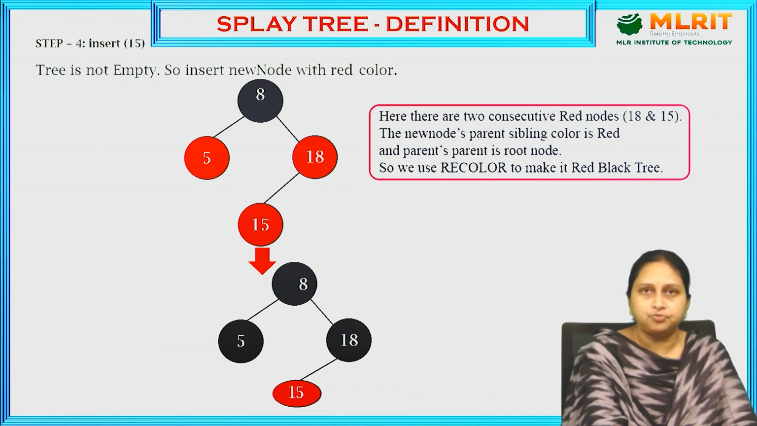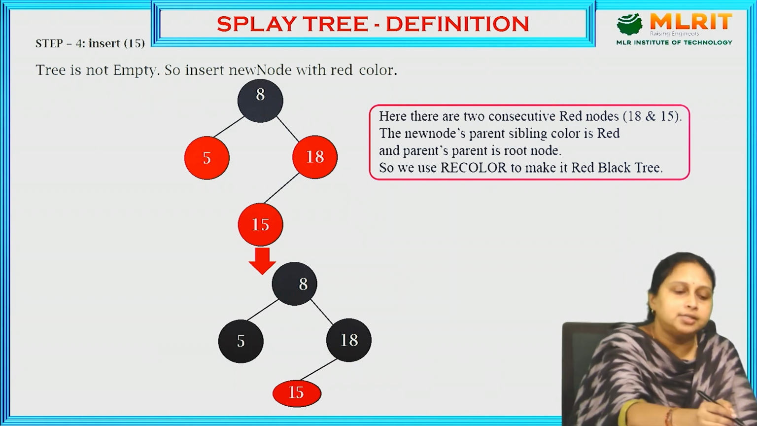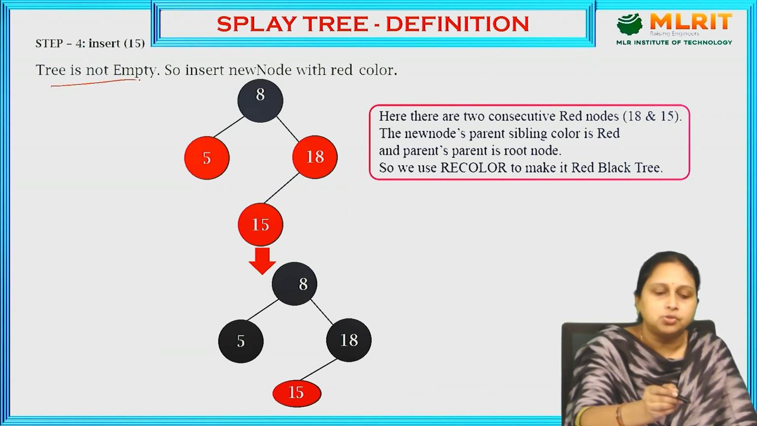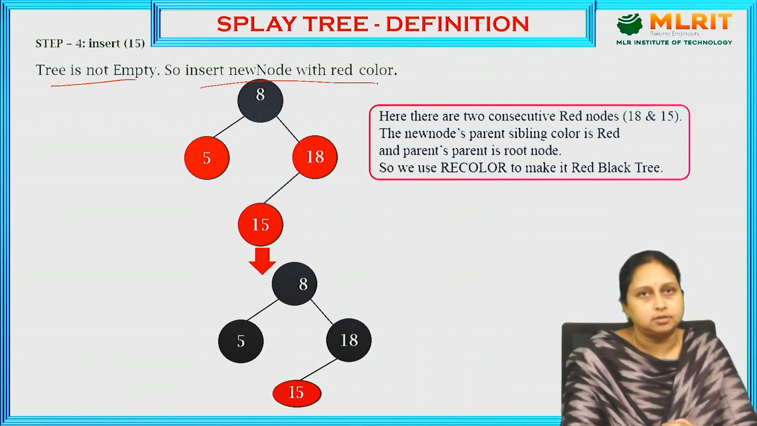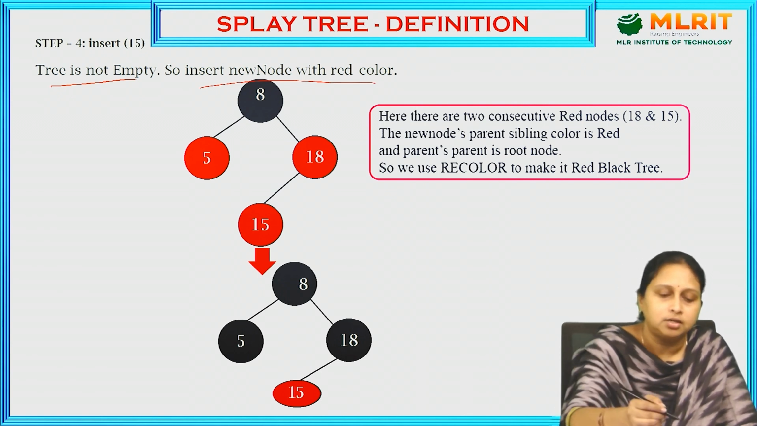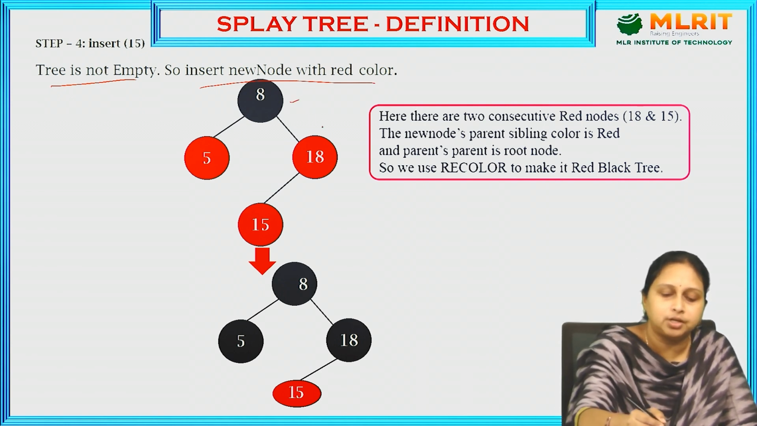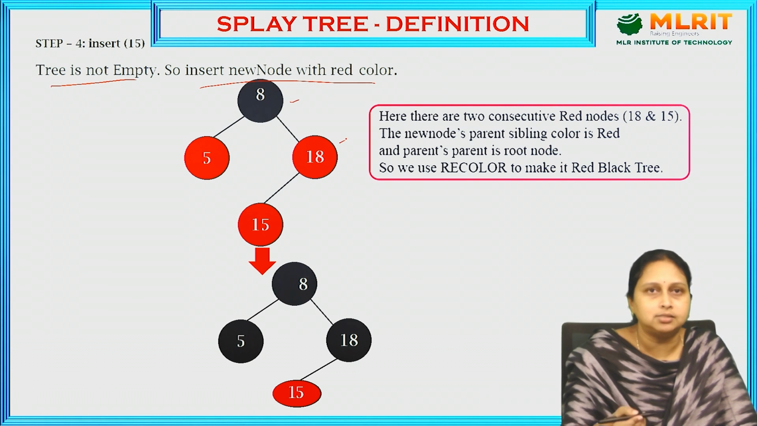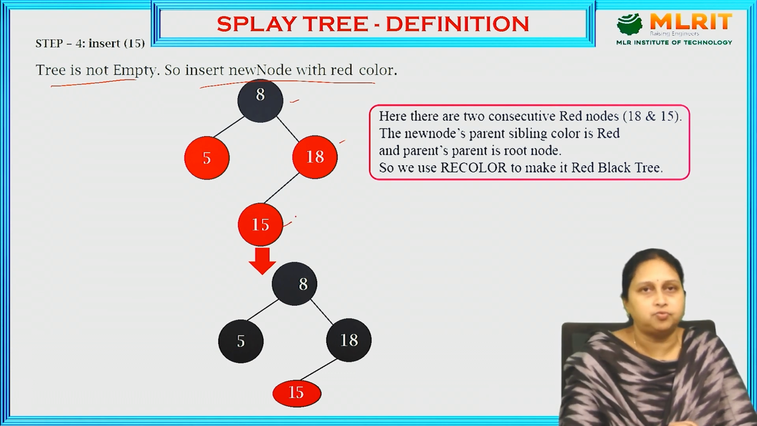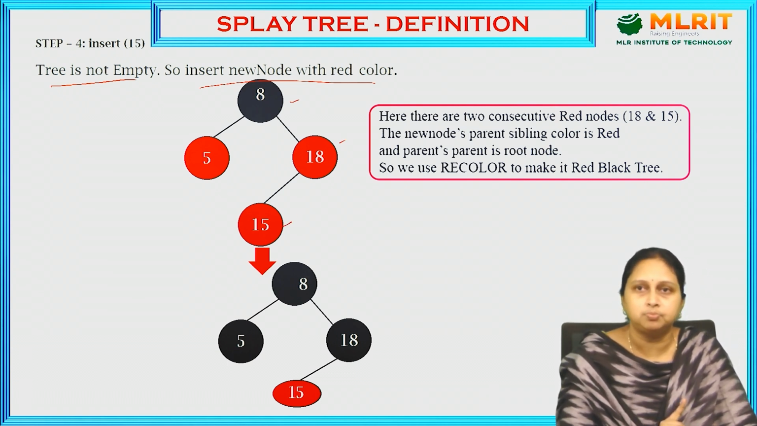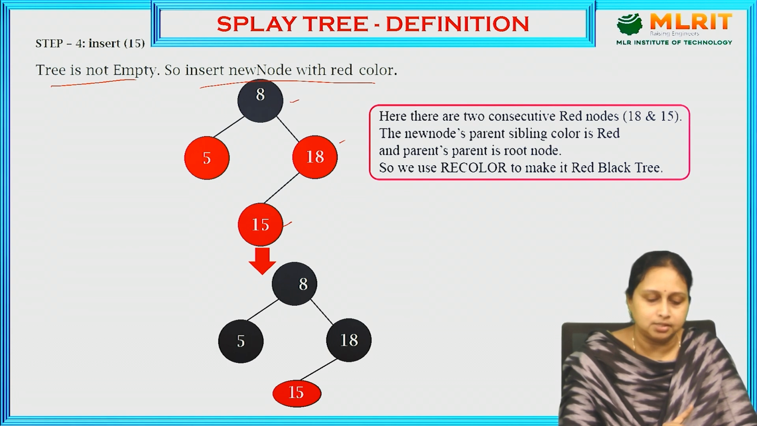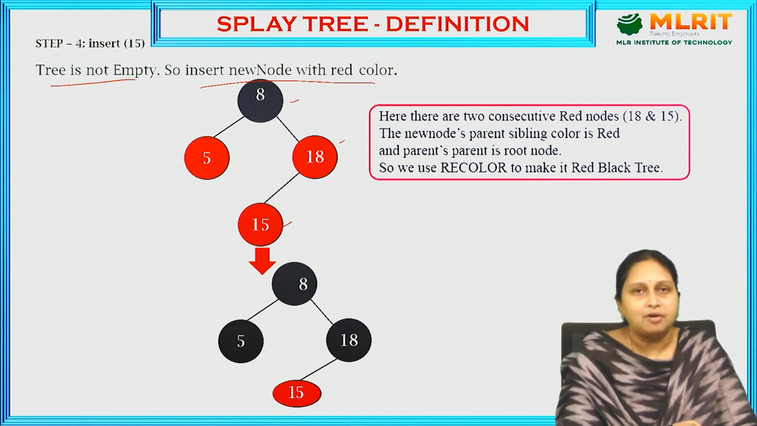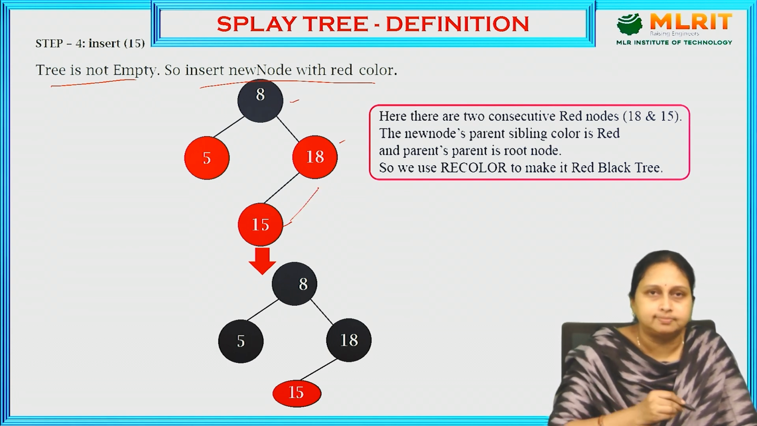Next, insert 15. Now, the tree is not empty. You know this. So, insert a new node with red color. Where do I need to insert 15? Check with 8 first. It is greater. Check with 18. It is lesser. So, I need to insert 15, but the newly inserted node should always be in the red color. Yes, insert. Now, after inserting, there is a conflict.